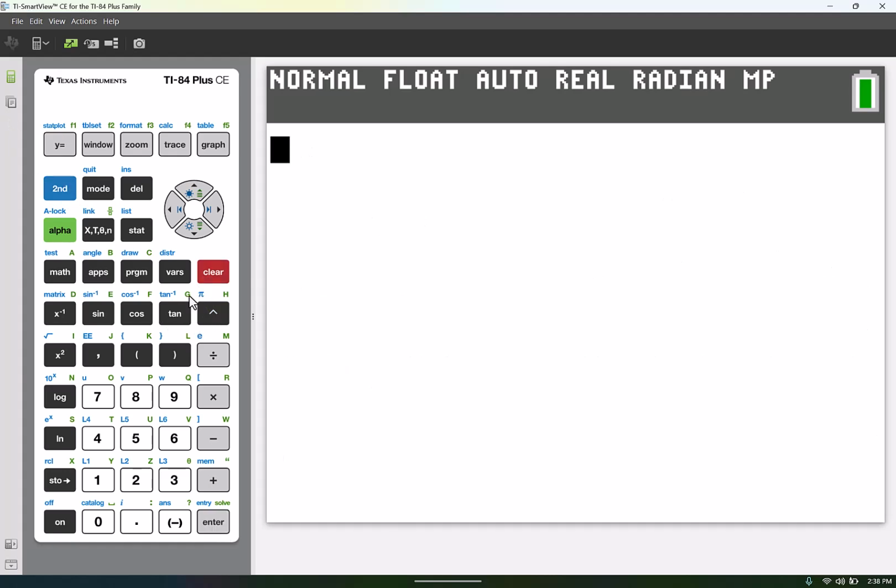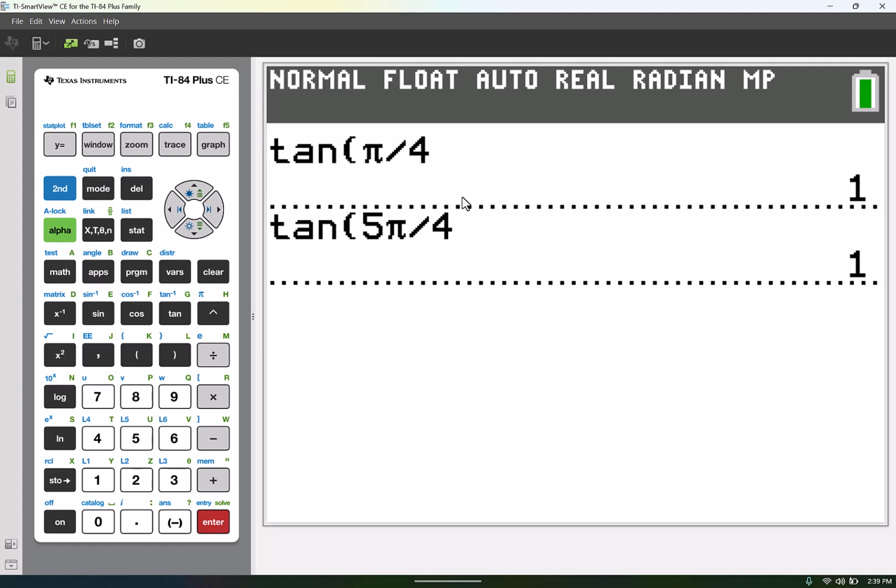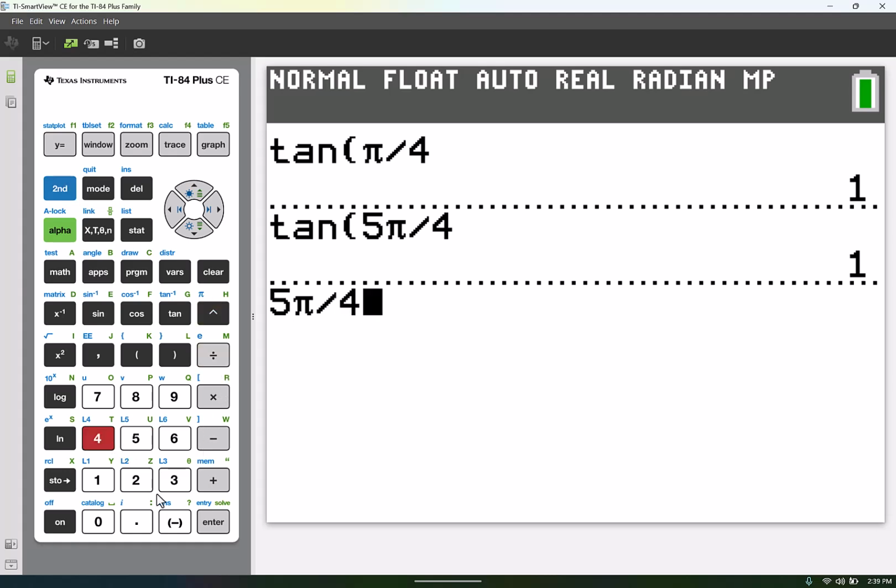Tan of pi over 4. You get 1. Tan of 5 pi over 4. You get another 1. See? And 5 pi over 4 is just pi over 4 plus pi. You guys know that, right? I hope you guys can see it. 5 pi over 4 is this number.